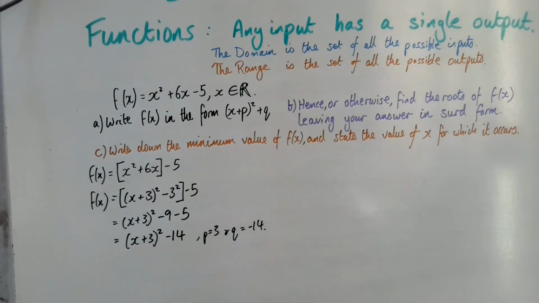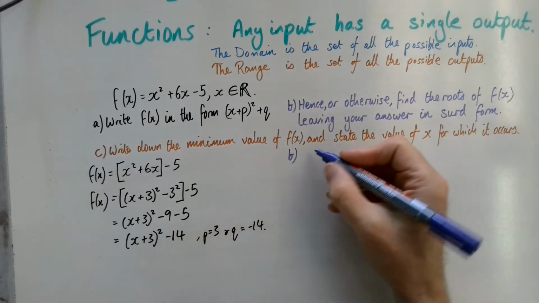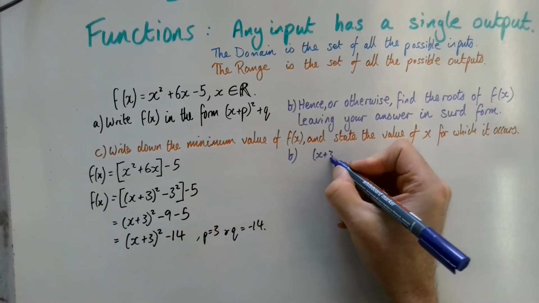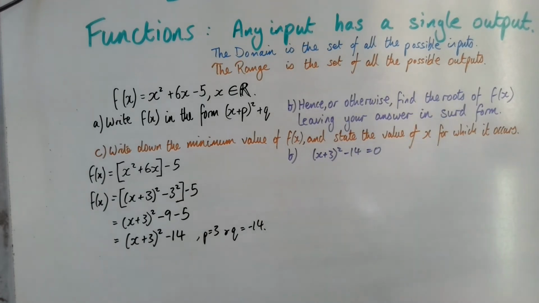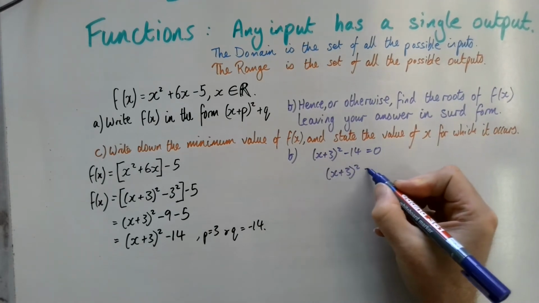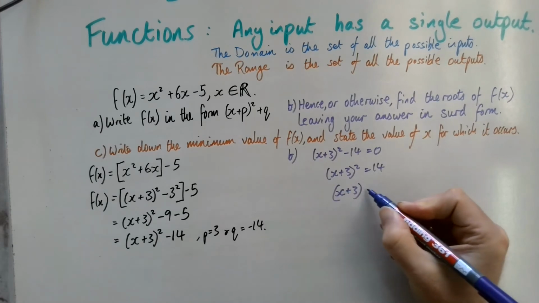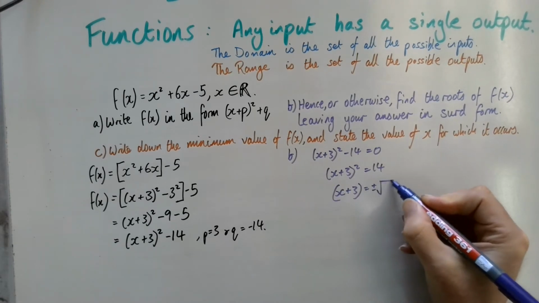Right, then it says, hence or otherwise, so we can do this another way, find the roots of the f of x, leaving your answer in surd form. So when we're finding the roots, that's solving the equation, isn't it, making the whole quadratic equal 0. It does say hence, so that means using what you've got already. If we said that this was equal to 0, we could solve this equation by adding 14 to both sides. And then we could root both sides.